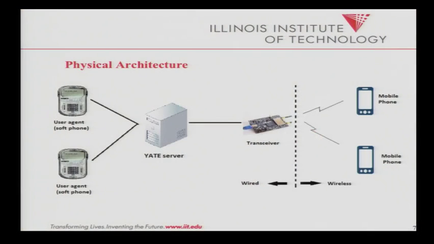Our physical architecture is set up as follows. We have the Yate server that is right here. It is our core engine or proxy where we have our users that register to it. So we have the user agents, the soft phone user agents right to your left, and then we have our transceiver that's connected to the Yate server via a USB cable. And the transceiver is the one that picks up radio signals from the cell phones.